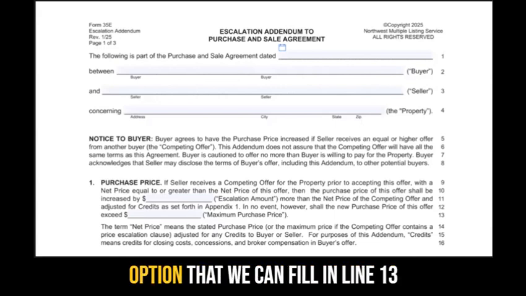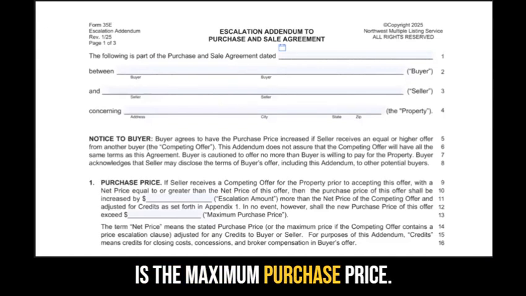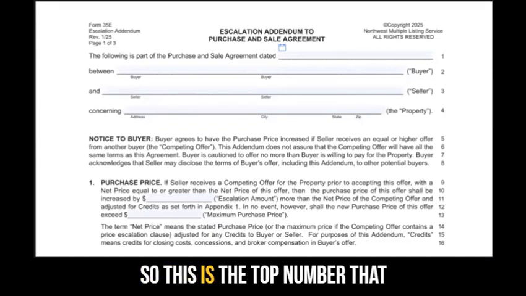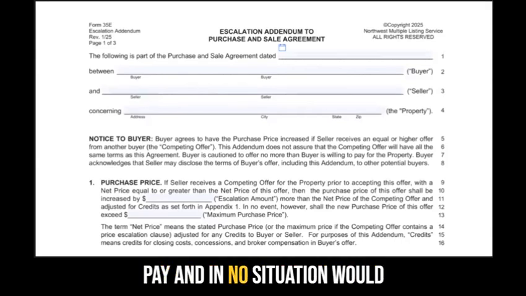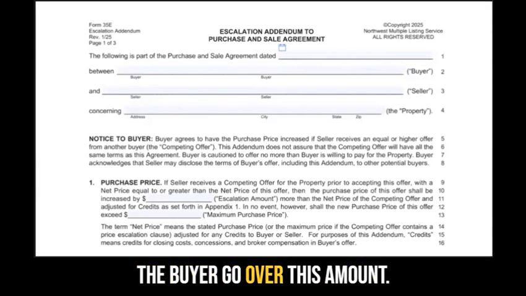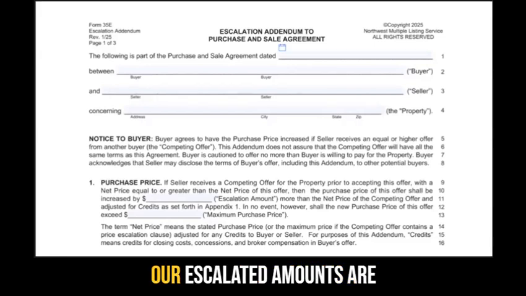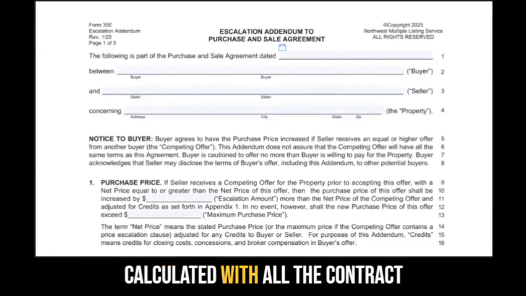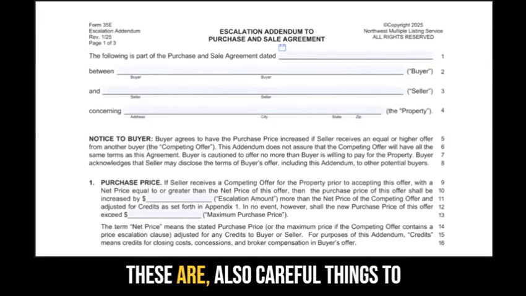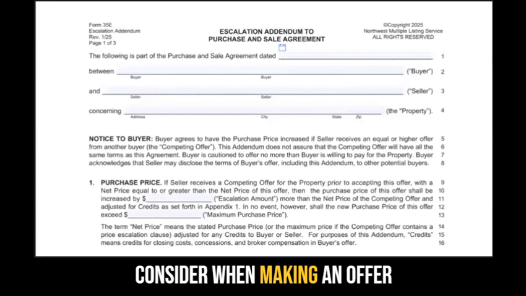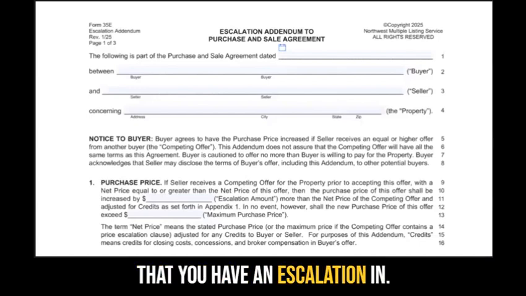The next box we can fill in, on line 13, is the maximum purchase price. This is the top number that your buyer will be willing to pay, and in no situation would the buyer go over this amount. Our escalated amounts are calculated with all the contract terms within both offers. These are also careful things to consider when making an offer that has an escalation in it.